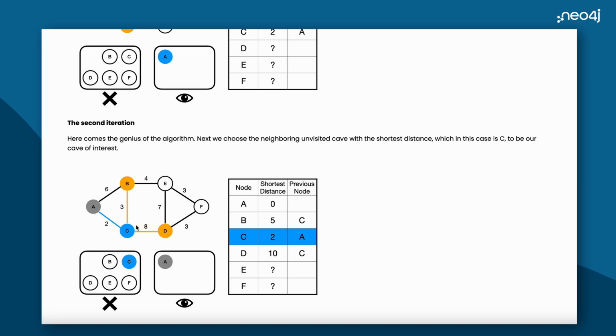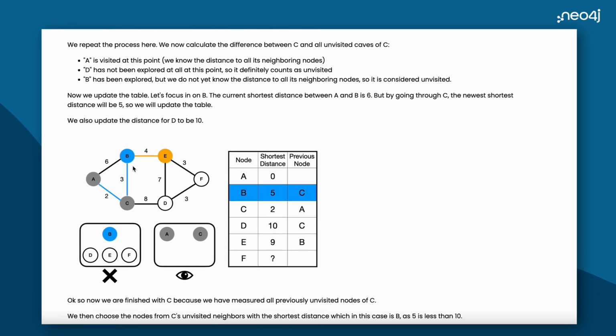So the next shortest node to go to would be B. Now we're at B. The only unvisited node at this point is E. So from E back to A would be 4 plus 3 plus 2. So what's that? 9. So from E to A, it'll be 9 back through B. That makes sense.